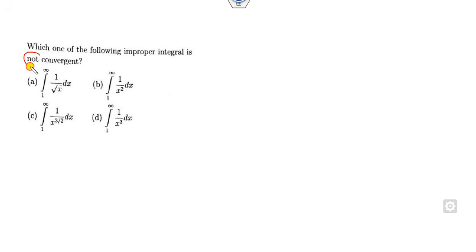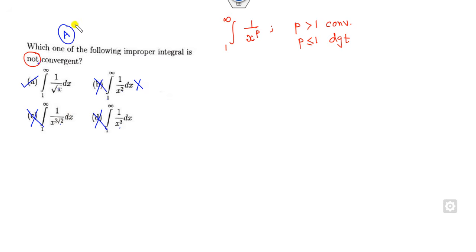Which of the following series is not convergent? Now look at the limits, 1 to infinity. So what is the rule for this? Whenever p is greater than 1, we call it convergent. When p is less than or equal to 1, we call it divergent. Half is less than 1, so it is not convergent. The correct option is divergent. For the next, p is greater than 1, wrong option. 3 by 2 is greater than 1, convergent. It is convergent, but we need not convergent. So A is my right answer.